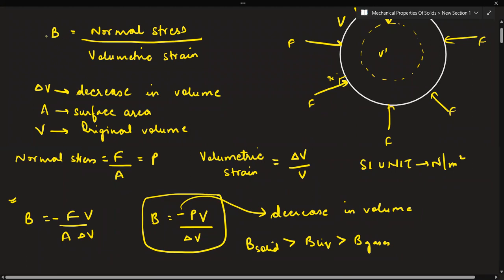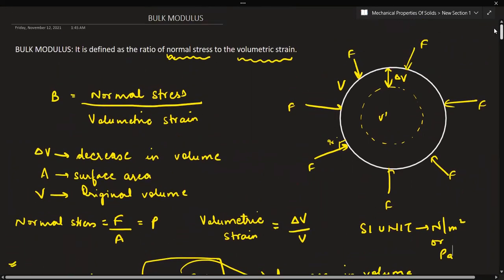So the modulus of elasticity will directly have the SI unit of stress. That is Newton per meter square, or you can write it as pascals as well. 1 Newton per meter square is equal to 1 pascal. Fine? Just note this portion, then we'll move forward. And if you have any doubts, you can ask me.